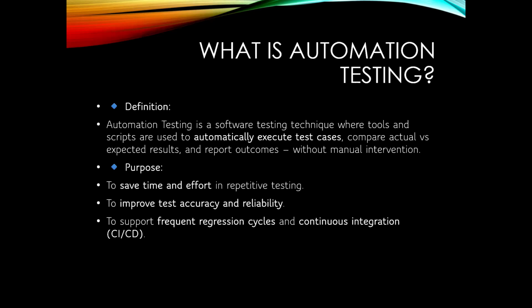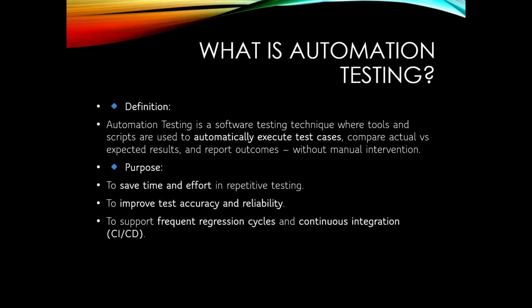So mostly for repetitive tasks or repetitive testing, we are using automation. Mostly for regression testing, we use automation tests. The second thing is to improve test accuracy and reliability. What is test accuracy and reliability? Whenever you run the test, it will execute automatically and publish the result in a correct manner, and there is no change in that. Whatever code you have written, the same code will execute.